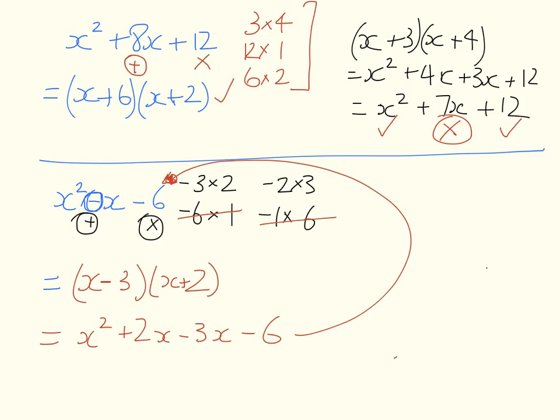I hope that's helped a little bit. All we're really looking for is numbers that add together to give the coefficient of x, and numbers that multiply to give the constant value. And it's okay to guess and check. It's okay to make a mistake as long as we are making an educated mistake and actually learning from it.